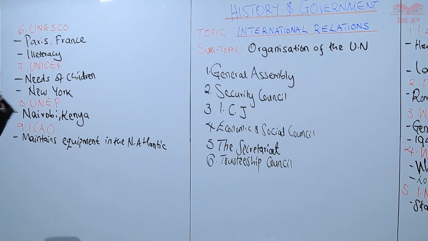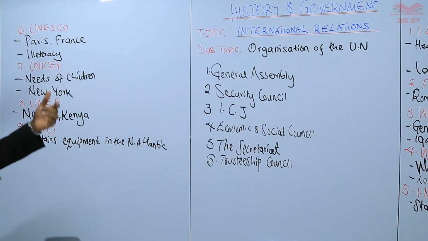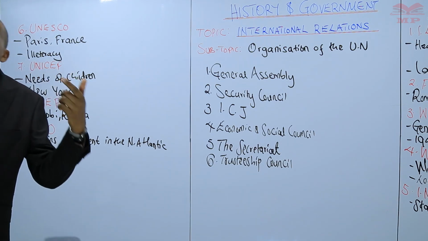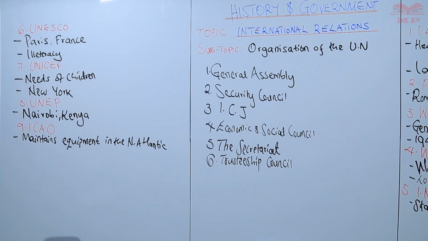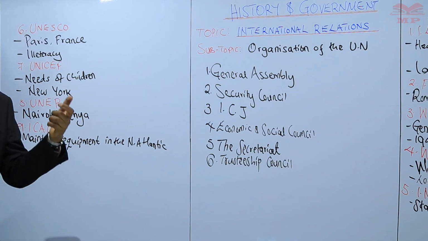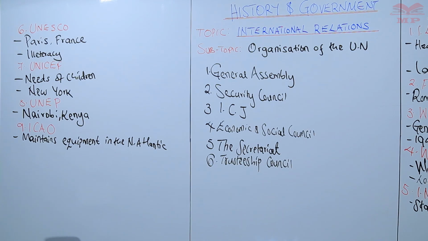Remember, when you talk of the North Atlantic, we have a lot of fog. It is a very cold area. So there is always fog, and there is no clear way for people who are flying there, or people who are using aeroplanes. So it helps direct pilots who are flying over the North Atlantic Ocean. So it maintains this equipment to guide the pilots through the fog and the mist or the darkness.